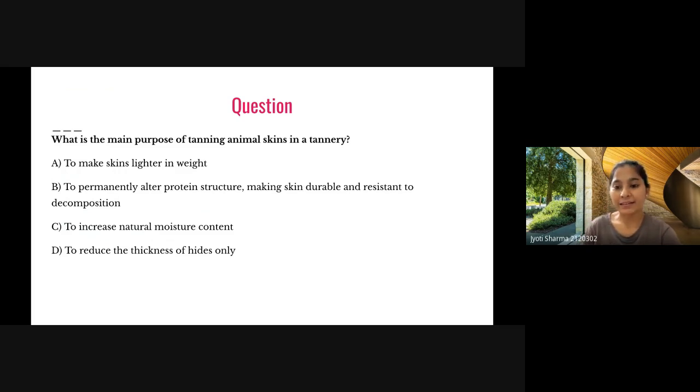Why do we need tanning? The options here: to make skin lighter in weight; to permanently alter protein structure, making skin durable and resistant to decomposition; to increase natural moisture content; to reduce the thickness of hides only. Diya and Venkateshwar both gave me option B. Yes, so why do we do tanning? So that we can alter the protein structure, and whenever we alter that protein structure, it means we are making that skin or hide very durable to use for a long time.